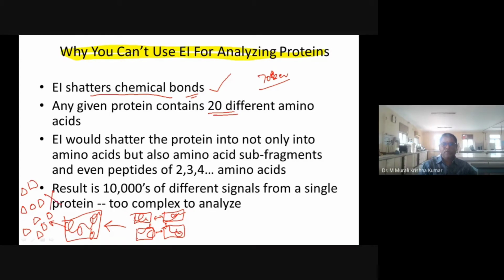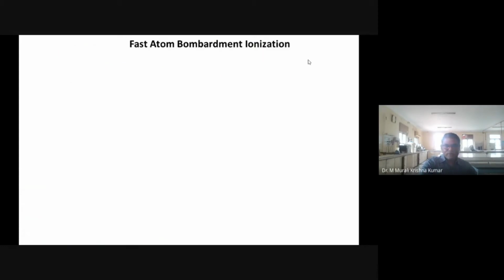So it is not possible when there is a possibility of fragmenting the compounds into smaller pieces. That's the reason why we may get thousands of different signals from a single protein, and it is very complex to analyze. So this is the reason why electron impact mass spectrometry is not used for not only proteins but macromolecules and highly thermolabile molecules.